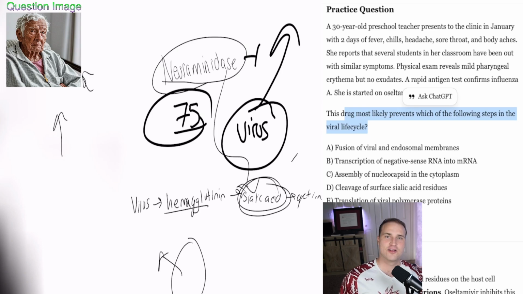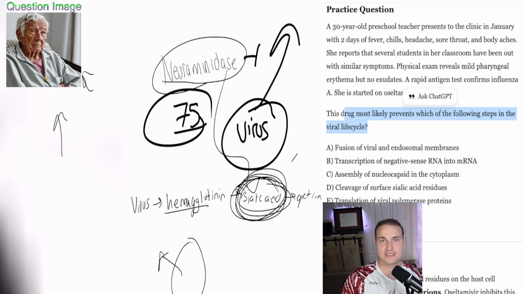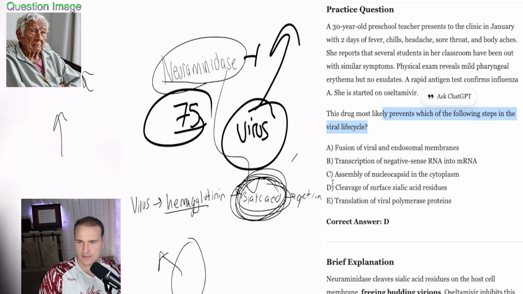So if you give them neuraminidase inhibitors, like oseltamivir, then it blocks that step so they can't get out. Sialic acid can't be cut. The infection does not spread from cell to cell, and the symptoms are going to get shorter and the illness is less severe. So you're blocking the release of the virus from the epithelial cells. And so if we look at our question, our answer is indeed going to be the cleavage of the surface sialic acid residues.